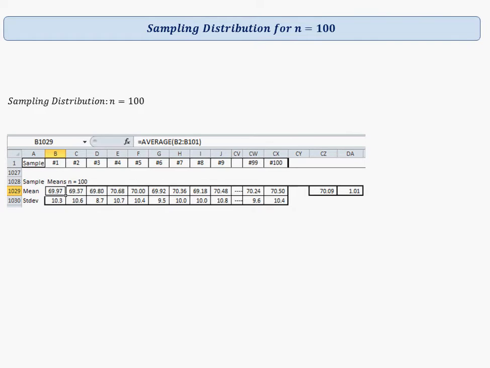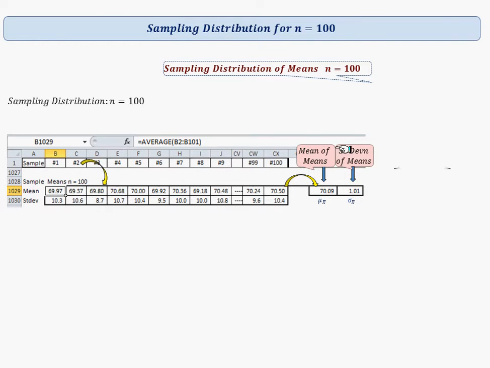Now we're going to look at the distribution of x bars based on n equal to 100, and you can see here how much the x bars cluster around 70. Very, very close. The mean of these x bars is 70.09, and the standard deviation of the x bars is 1.01. Those sample means will cluster around 70. The standard deviation now is 10 over square root of 100, or 1. Compare this with 1.01 here, very, very close. This is the theoretical value.